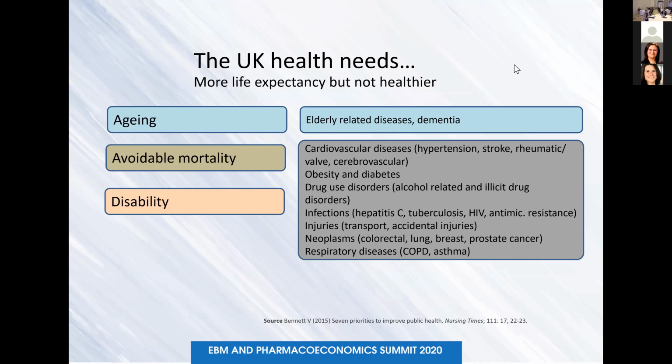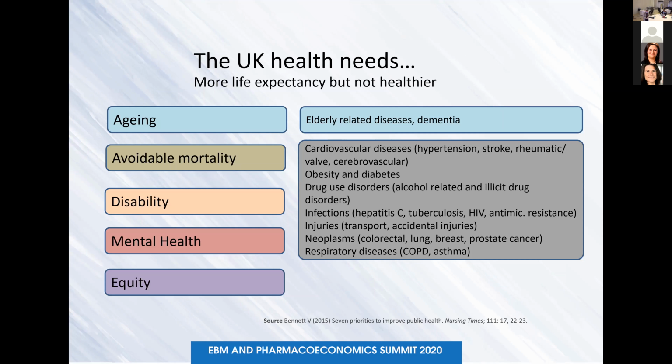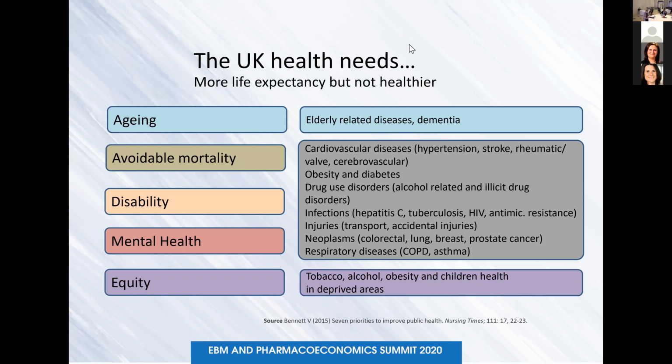Next to it, there is disability. Many people are becoming disabled because they have chronic conditions, and mental health is another very serious issue in the UK, but also worldwide. We estimate 1 in 4 people have mental health problems in the UK, 10% of children develop mental health problems, and therefore 19 billion pounds are spent every year only for mental health. There are lots of implications in terms of equity, especially for what concerns tobacco, alcohol, obesity, and children's health in deprived areas. And these are very common issues that you can find around the world.